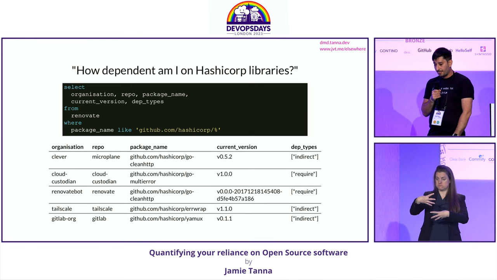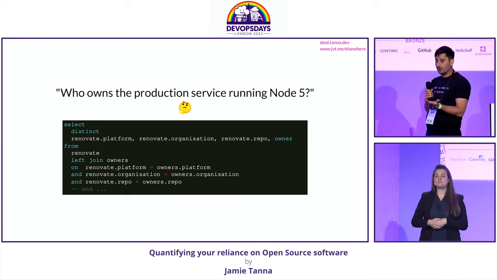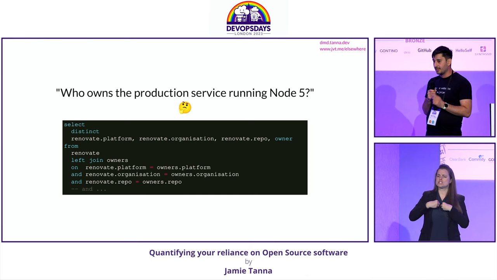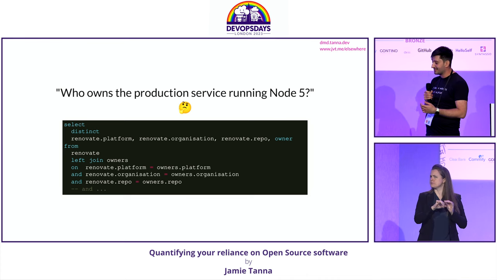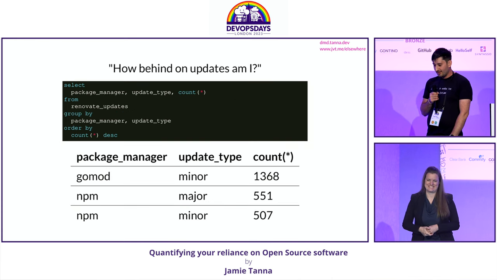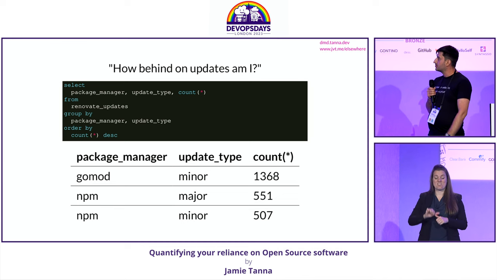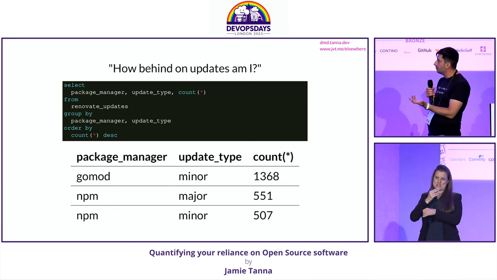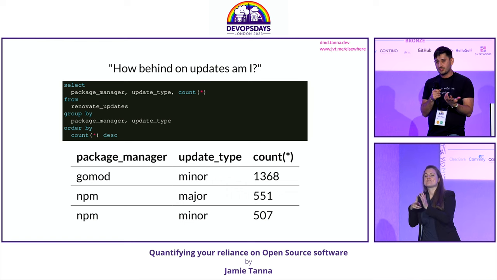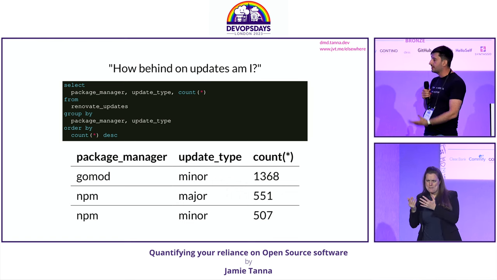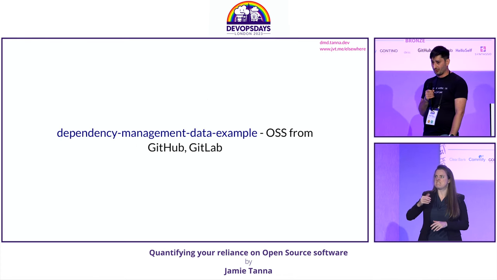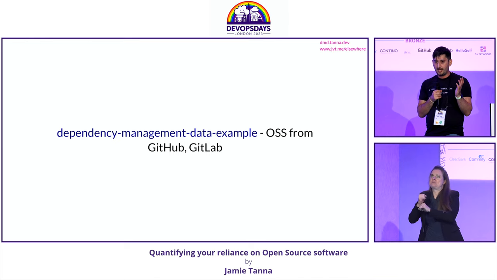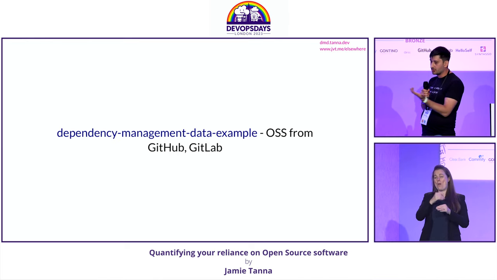You can also add your own ownership information. So it's really handy to be able to say, why is there a team running Node 5 in production and who do I need to talk to get that fixed? Not a true story. Then depending on which data sources you use, for instance if you're using Renovate, you can also look up how many updates I have to do. You can break that down by team. You can see, oh God, I have 551 major versions of Node updates to do. That is horrible.